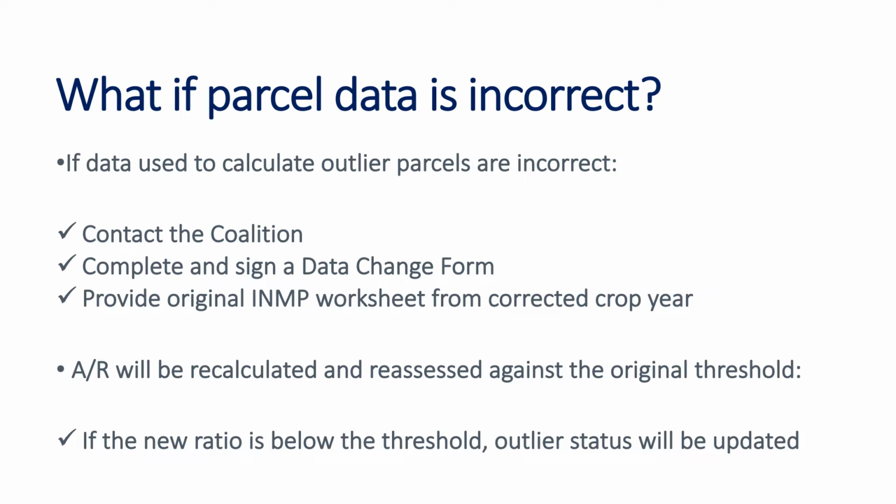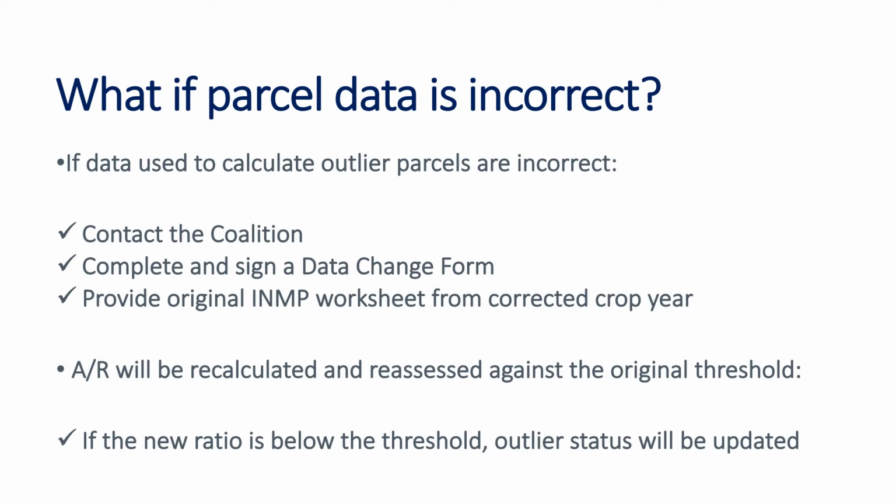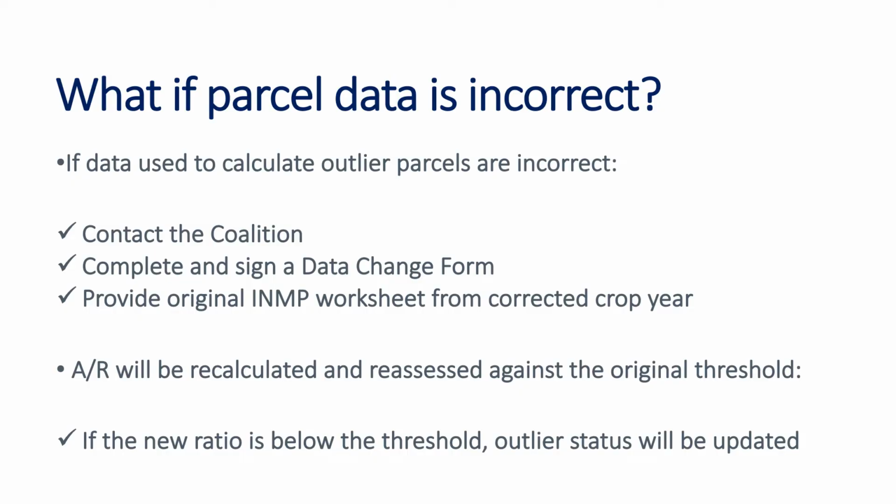We'll have a little document that you sign, a change form that will allow us to change that information in your report. Then what we would ask you to do is provide us your original worksheet from the corrected year, and then we'll have your new corrected form on file if there's ever a question. Then, of course, we'll recalculate the applied over removed to make sure we have the correct information. If the new ratio is calculated to show your parcel is no longer an outlier, then it will be adjusted.